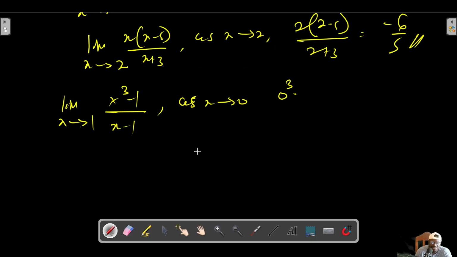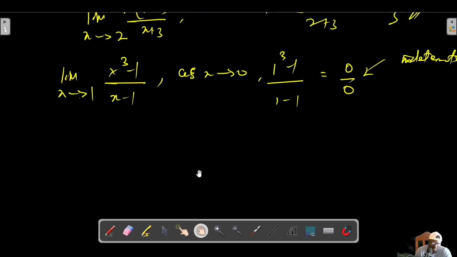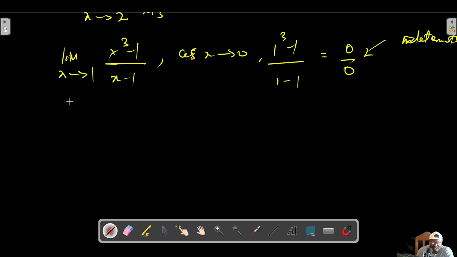So as x is approaching 1, we get 1 cubed minus 1 on 1 minus 1. We end up with 0 over 0. And this is clearly an indeterminate. So what then do we do? Now you realize our numerator contains a polynomial and it can be factorized. So we factorize it to see if we are going to come out with factors that would cancel out in the denominator. So how do we factorize x cubed minus 1?